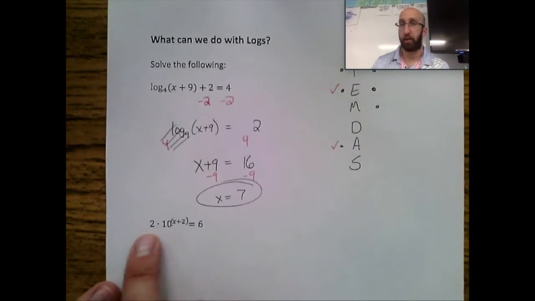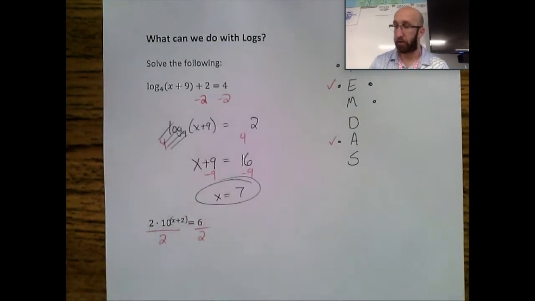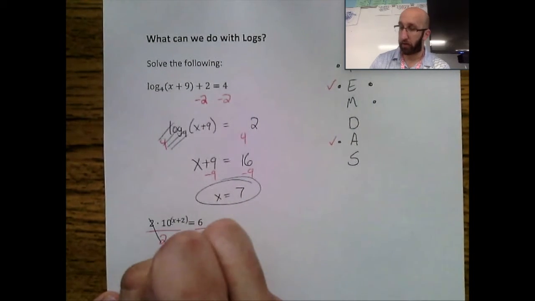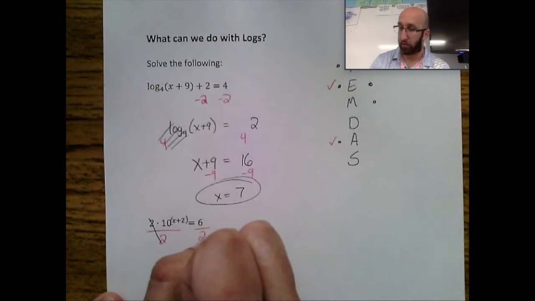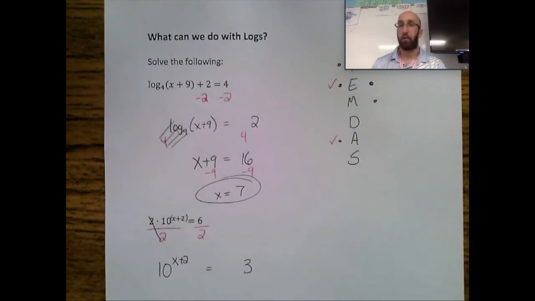The opposite, or the inverse of multiplying by 2 is dividing by 2. So those inverses there are gone. We get a base of 10 and an x plus 2. On the right side, 6 divided by 2 is 3.